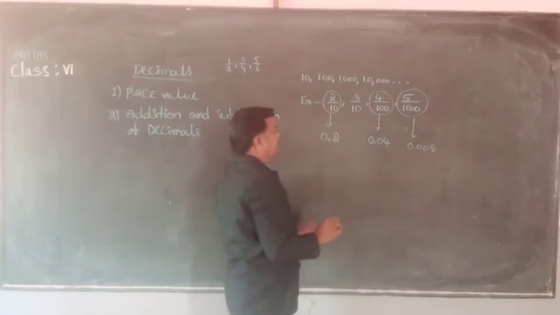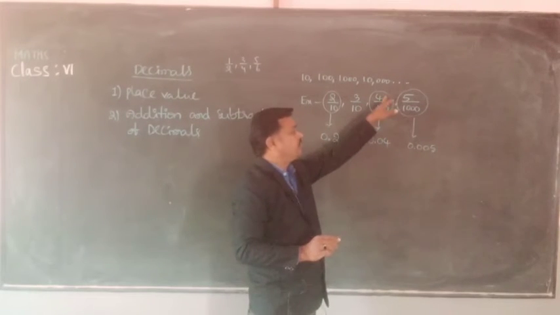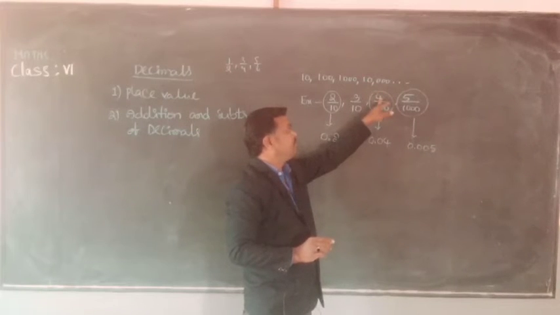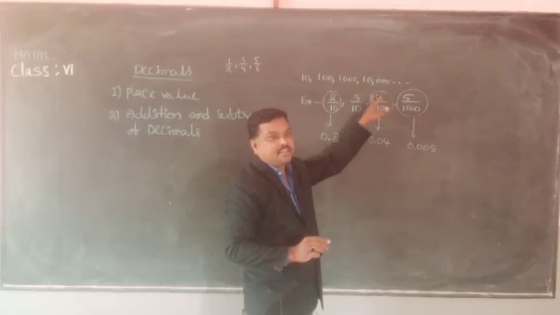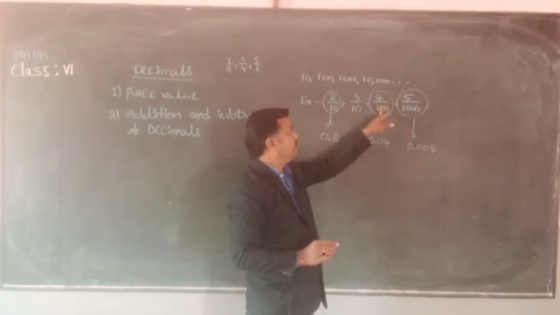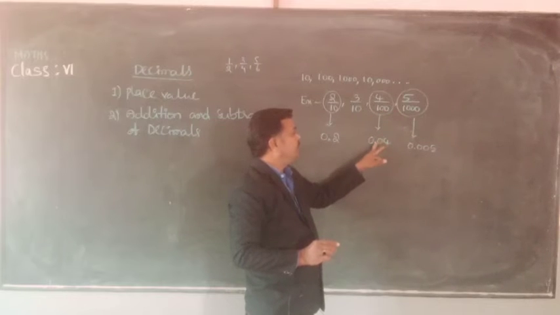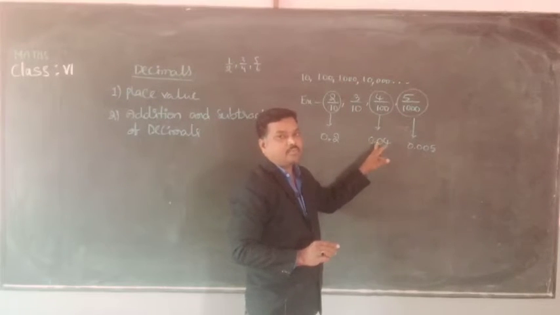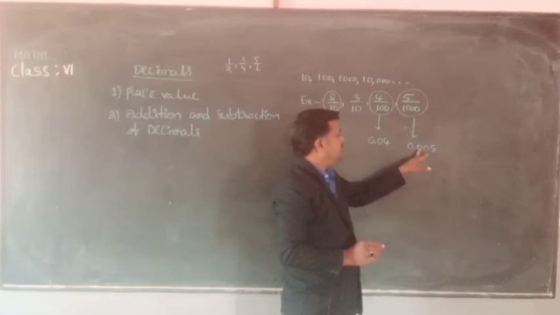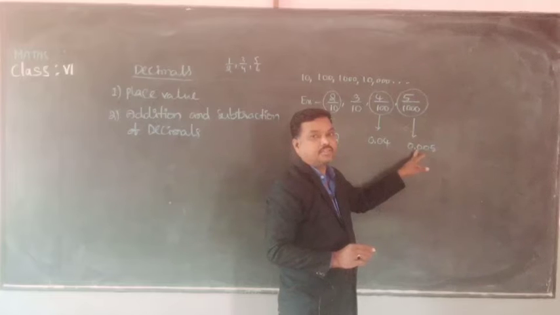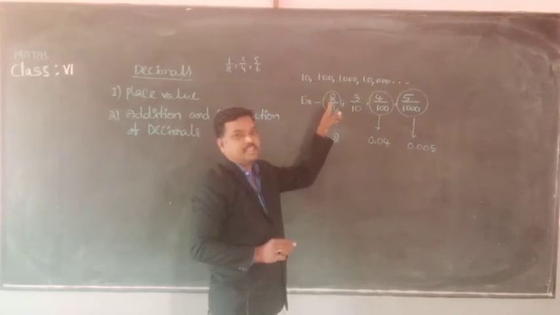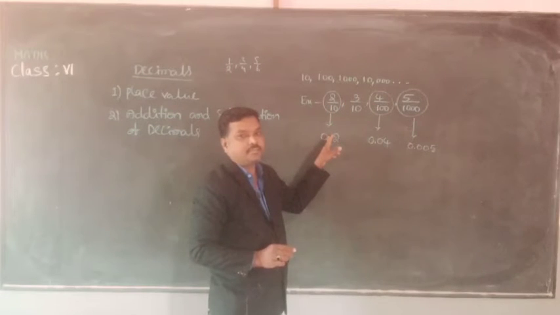0.005. Here the denominator 100 is there, so we have to put the decimal point to the left side after 2 digits. But the numerator has only 1 digit. Instead of the other place we have to put the 0. So 4 by 100 is equal to 0.04. 5 by 1000 means 0.005. So this is the process to change decimal fractions into decimal numbers.